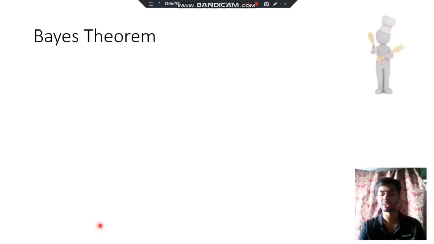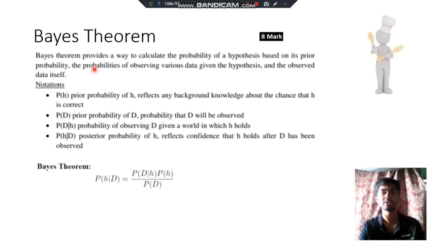Then we have the Bayes theorem. In Bayes theorem, you'll have to write the theory. What is Bayes theorem? It calculates the probability based on prior probability and the observable data. And then you have to write this formula: P of H given D has occurred is equal to P of D given H has occurred into P of H by P of D. These are the expansions of it. You can go through it.